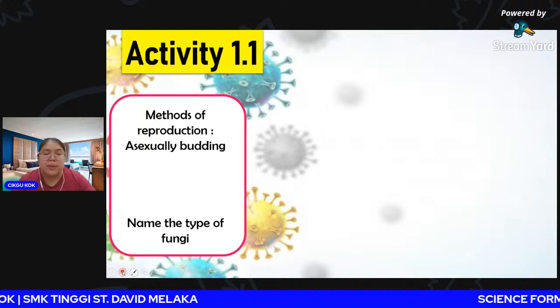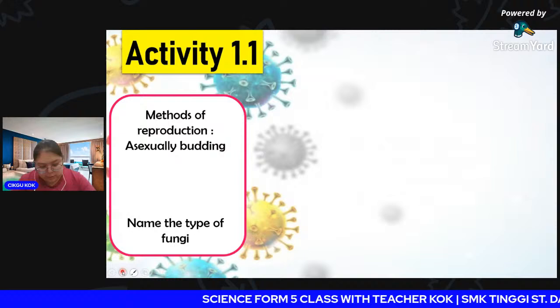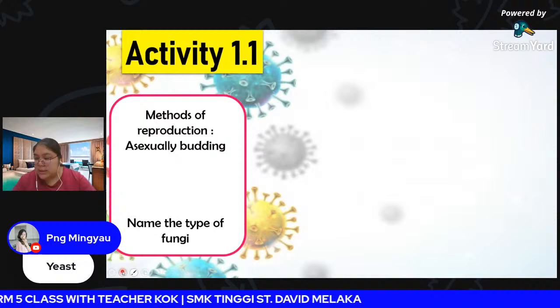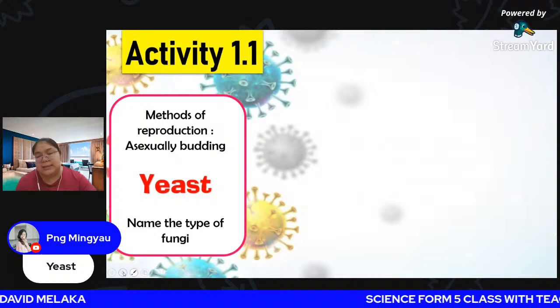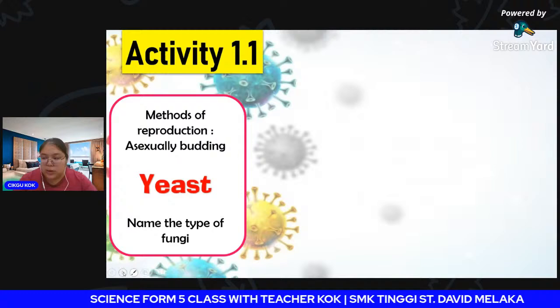Okay, we get the answer from Guiwen. Minya also says yeast. Guiwen also yeast. Aina also yeast. Okay, we go to check. Yes, it is yeast. Yeast reproduces asexually by budding. Okay, then we go to the next one.